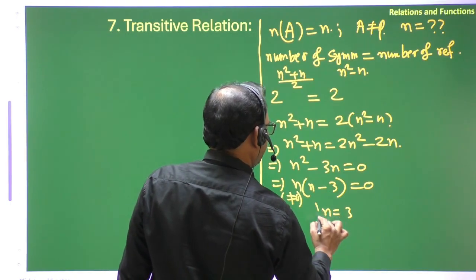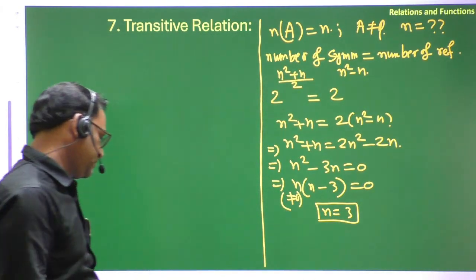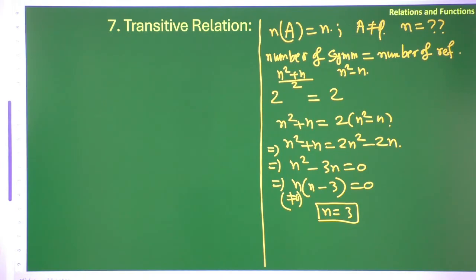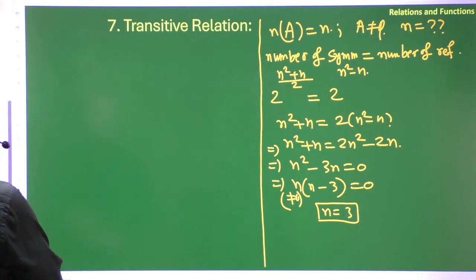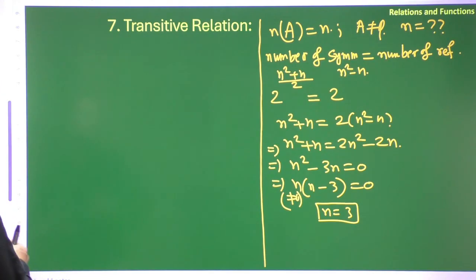So what we observe is that if a set has 3 elements, then if you define relations on that set, the total number of symmetric relations and the total number of reflexive relations are the same. Okay, the total number of symmetric and reflexive relations are the same.